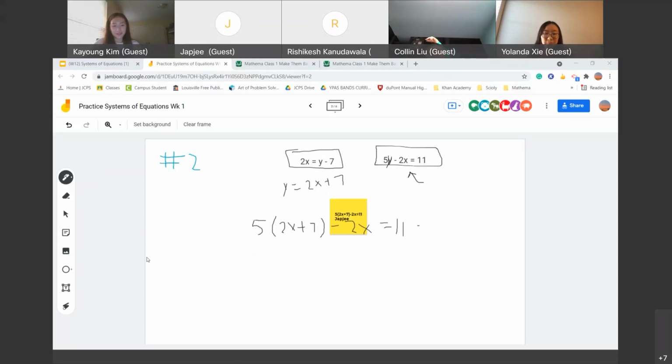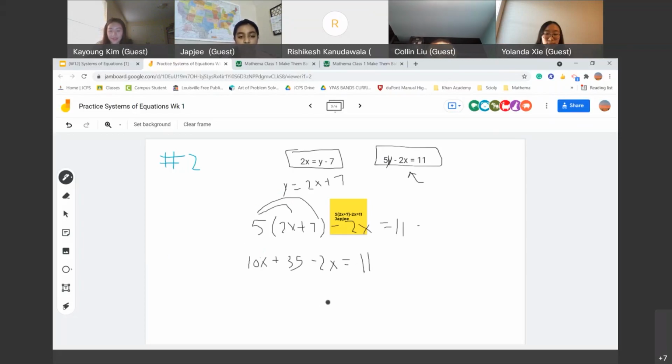I can. Okay. So for this one, first, to solve for the parentheses, 5 times 2x equals 10x, and 5 times 7 equals 35. So 10x plus 35 minus 2x equals 11. Then from here, we can just do 10x minus 2x, so 8x plus 35 equals 11. And then you can subtract 35 from both sides. So 8x equals negative 24.